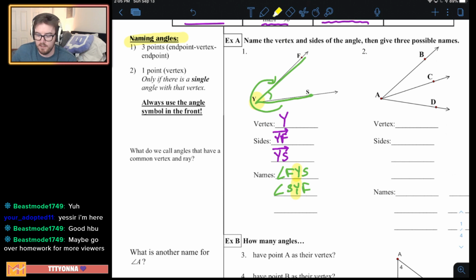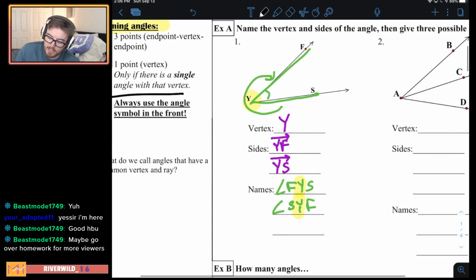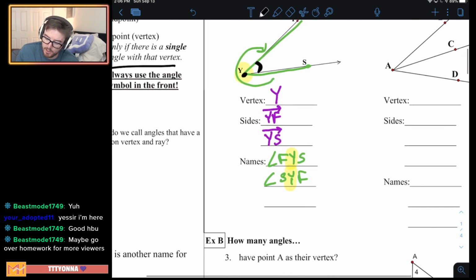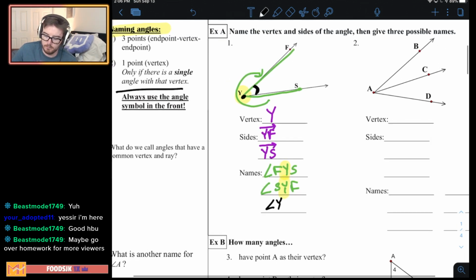That's always the case. And then in our notes off to the side here, it says you can use 1 point only if there is a single angle with that vertex. As far as I know, looking at this page, there's only one angle, that one right there. There's no other angle that has point Y, okay? So we can simply call this angle Y.